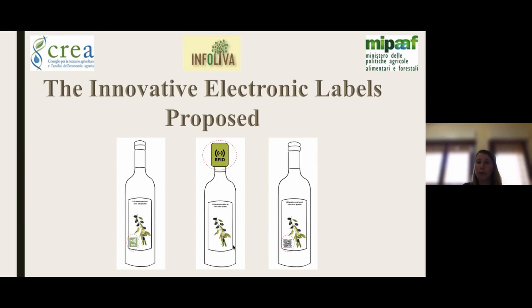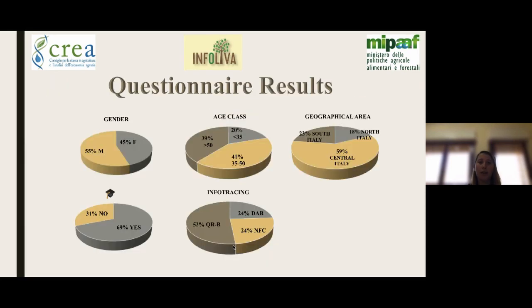The questionnaire was proposed through the CREA website and face-to-face interviews. The questionnaire was divided into two sections, short socio-demographic questions and specific questions related to EVO traceability. Total respondents of the questionnaire were 1,120, and only 15 people declared that they don't consume extra virgin olive oil.